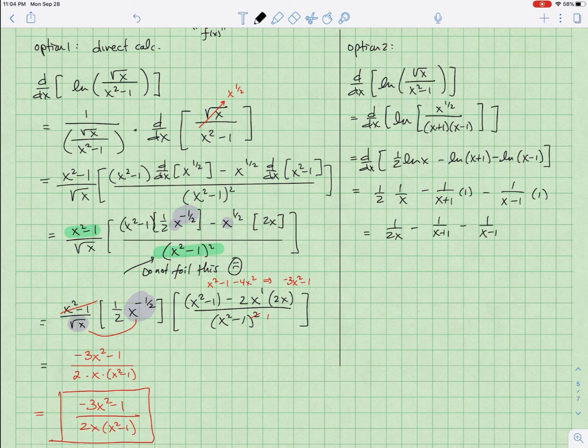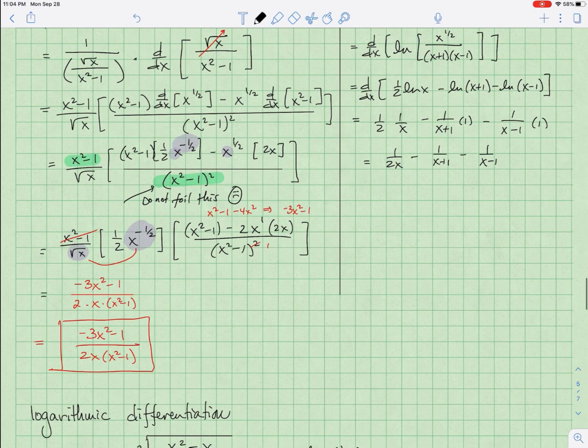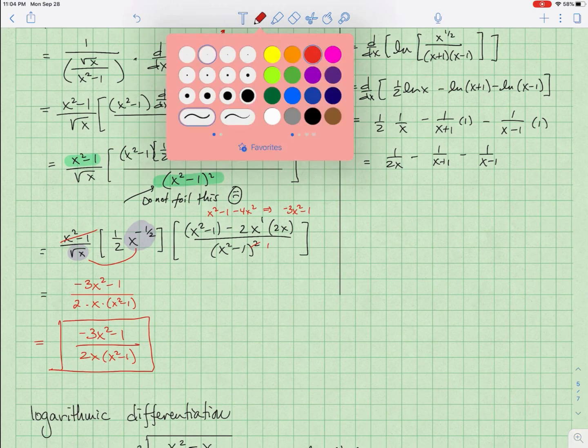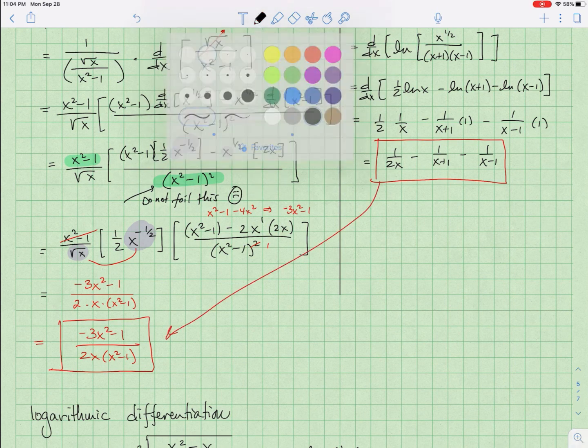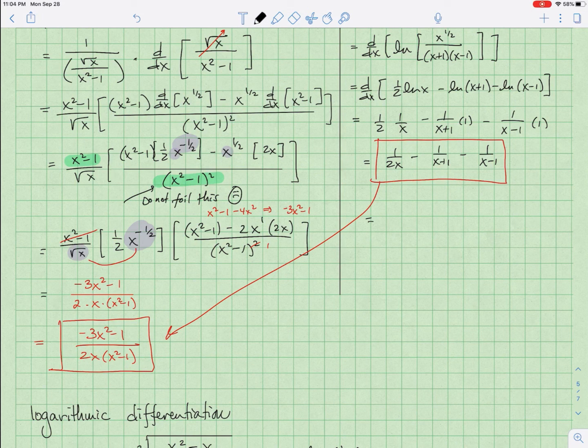And you might be saying to yourself, well, that doesn't look anything like the other answer you got. I know, because I didn't get a common denominator. You want to get a common denominator? Here you go. This is going to need an x plus 1, x minus 1 top and bottom.